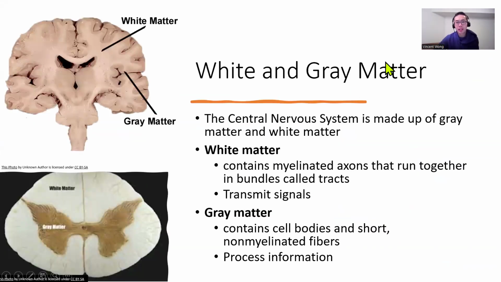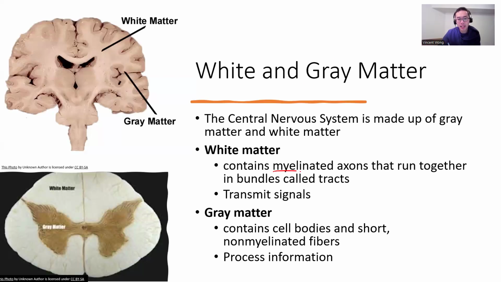White matter and gray matter. The central nervous system, which once again consists of the brain and the spinal cord, they are made up of two types of substance, if you would. One of them is the white matter, the other is gray matter. Generally, you can think of white matter as responsible for transmitting signals. They are like cables that your computer is connected to. It transmits information from one device to another, right? And they are made up of myelinated axons.